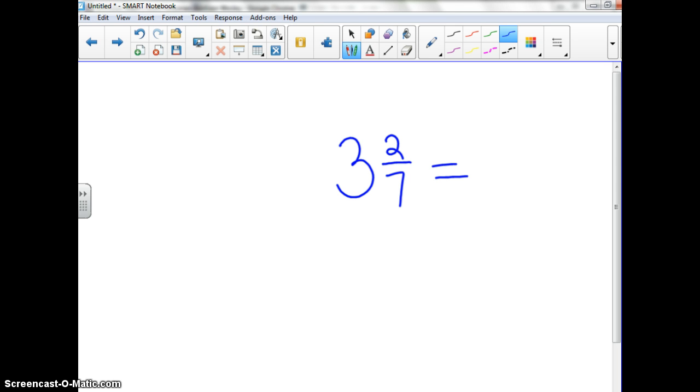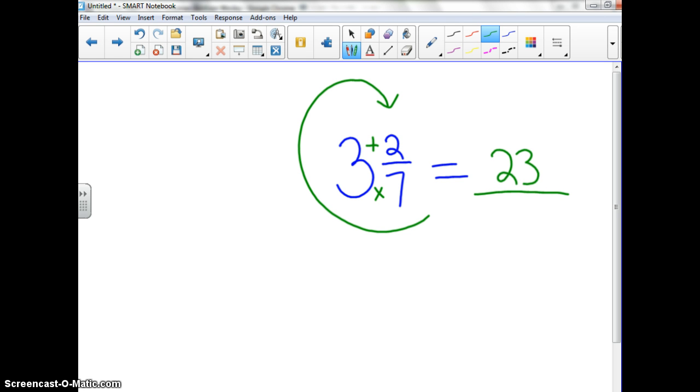Okay, remember the process. We take our denominator times our whole number, which is 21. Then we add in our numerator. So we kind of go in a big circle. And what do we get? 23. That's our new top number, our new numerator. Over 7, we leave that the same. Our answer, 23 over 7. Piece of cake, right? Yeah.